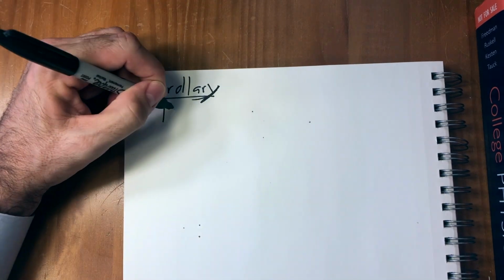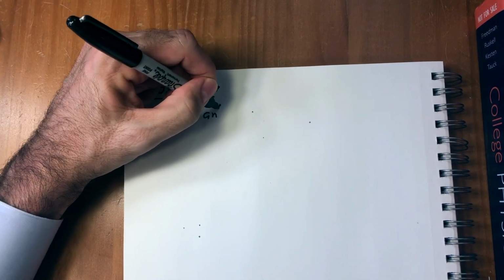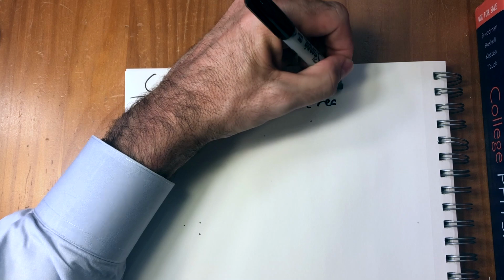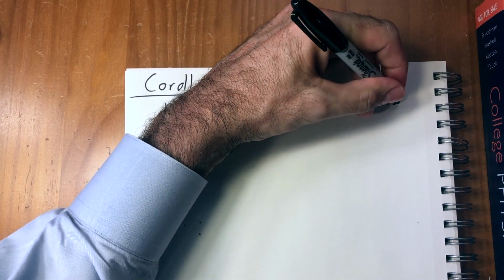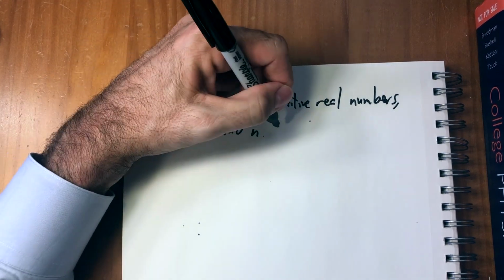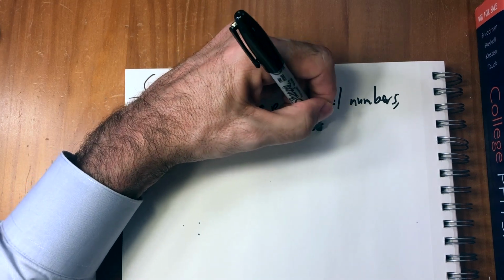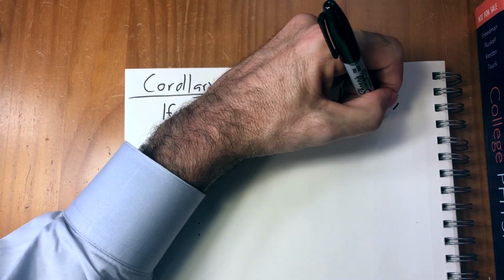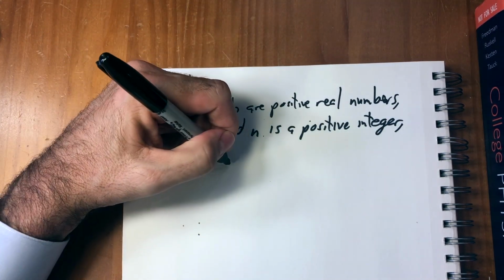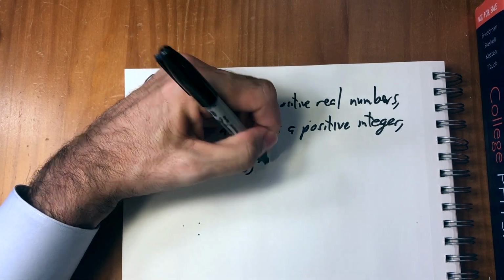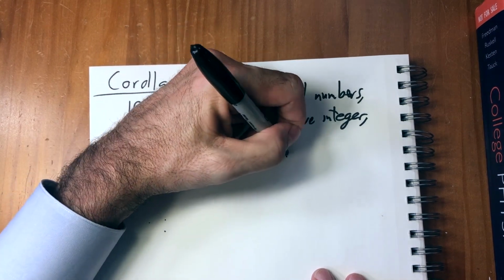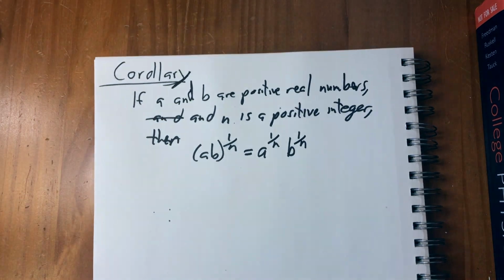So the corollary is that if A and B are positive real numbers, and n is a positive integer, then the nth root of AB equals the nth root of A times the nth root of B.